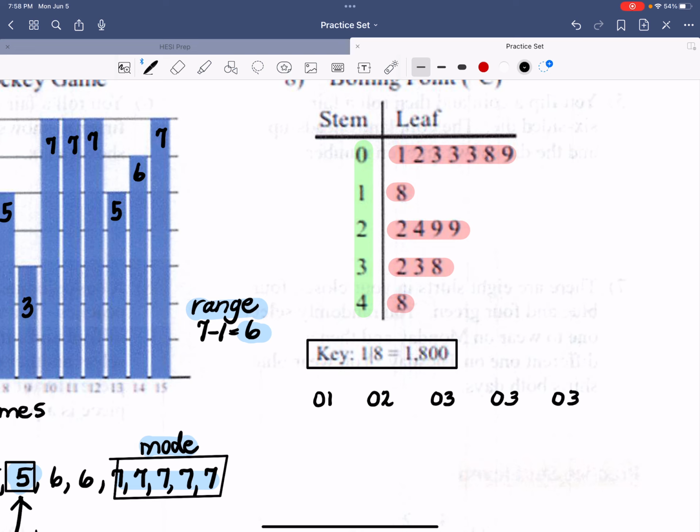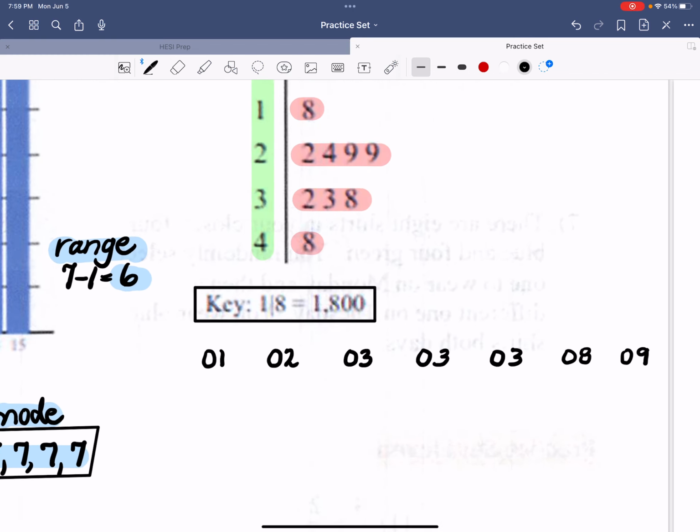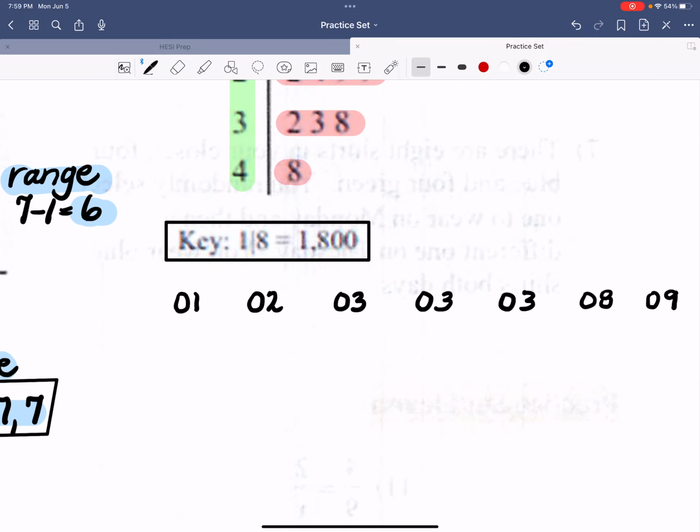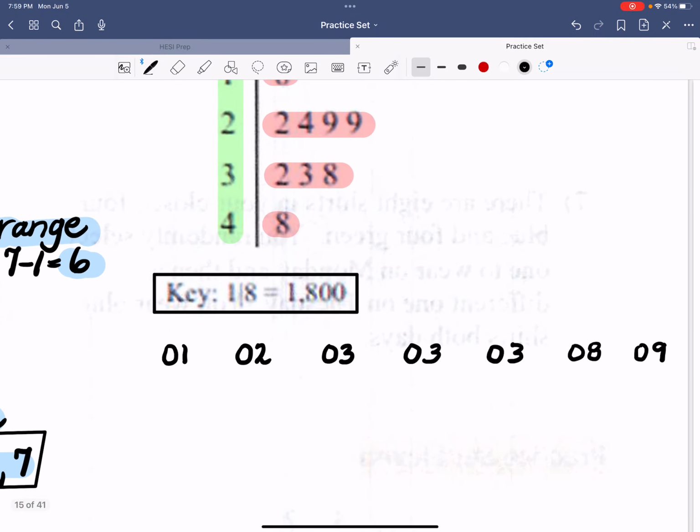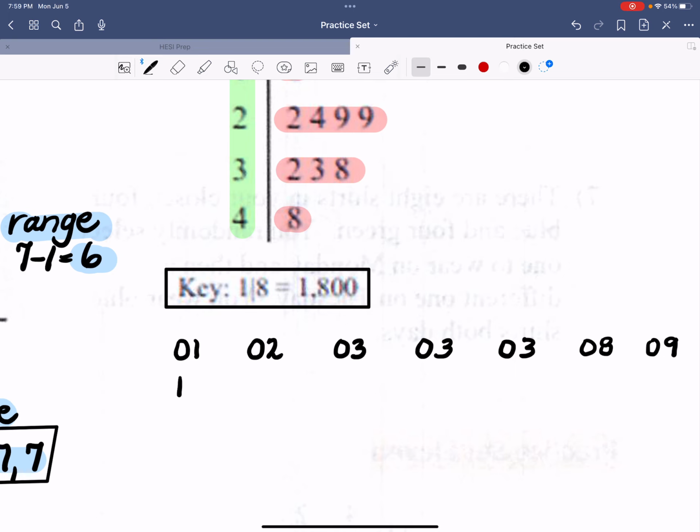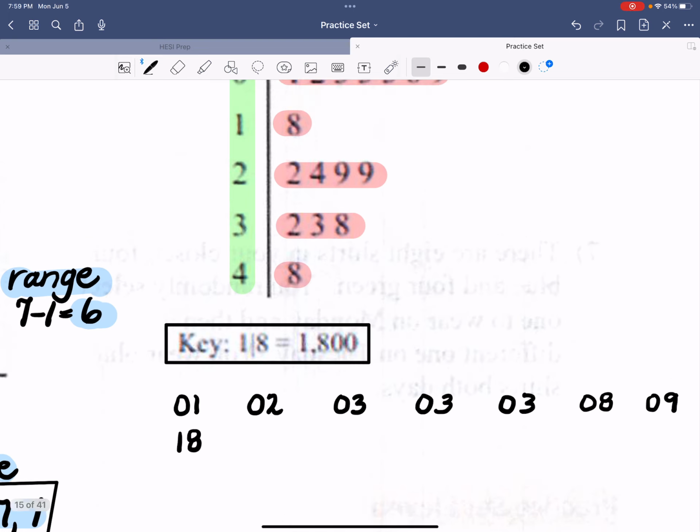Let me just be sure I'm clear here. 0,1. 0,2, 0,3, 0,3, and so on. So we have 3 of those. Then we have a 0,8 and a 0,9. So let's just list those. I'm running out of room here. Okay. Then we have a 1 and an 8. So let's list that one.